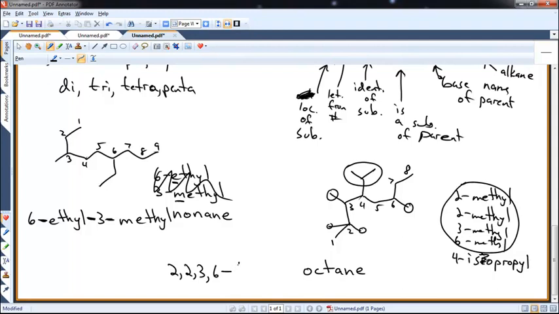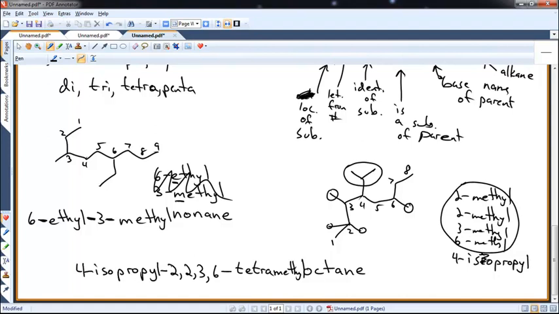What do we have? We have 4, that's tetra. And what do we have? We have methyls. So it's 2,2,3,6-tetramethyl octane. Right? That takes care of all our methyl groups. And what do we have left? We also have an isopropyl, 4-isopropyl, hyphen 2,2,3,6-tetramethyl.